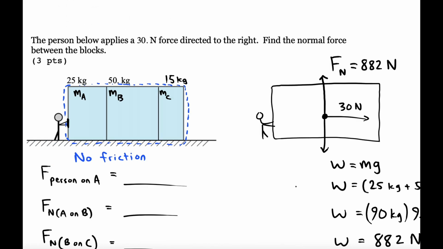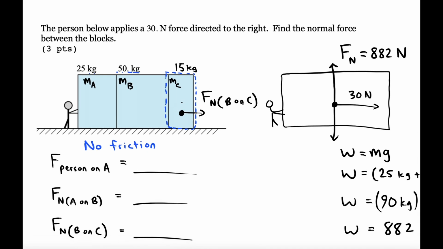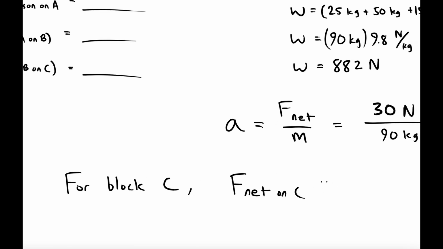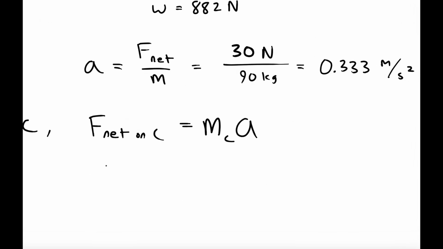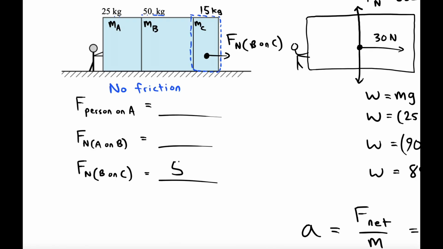Now that you have that acceleration, you could go on to find the normal forces between the blocks. You would now change your system to now being just one of the blocks, such as, I would recommend, the last block. Therefore, you'd apply Newton's second law to just him. You say, okay, for block C, we have to use F net on C equals the mass of C times the acceleration of C. Okay, so plug in his mass of 15 kilograms and plug in the acceleration that you found. That makes about 5 newtons. And so that'll be the answer to one of the questions here. This would be 5 newtons.